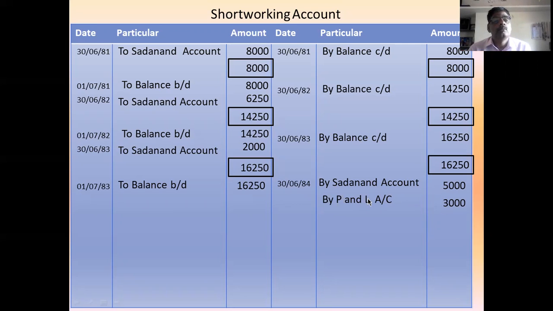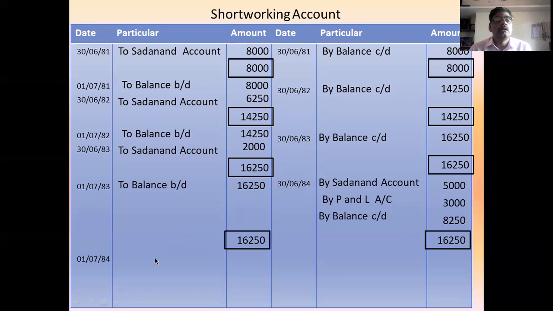These two are there, but SW is not in the column. Therefore, you close the account and ascertain the balance. Balance is 8,250. Next year, to balance brought down is 8,250. Fourth year completed. In the fifth year, there is no amount in the SW column.